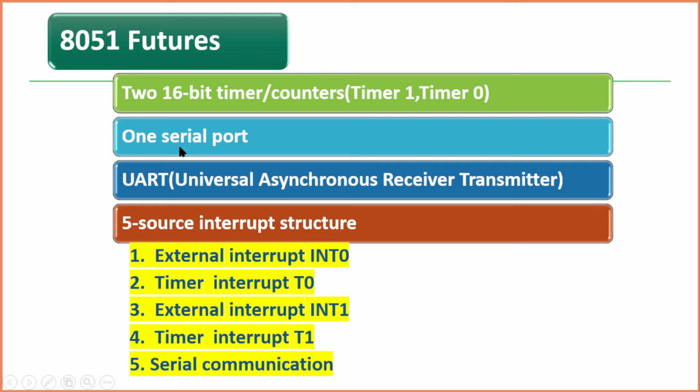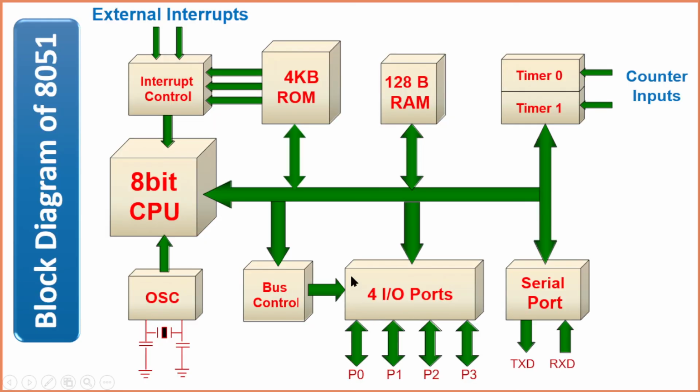One serial port through which we can communicate with external devices, RxD, TxD. We have a universal asynchronous receiver transmitter. So both synchronous and asynchronous are possible, actually USART. Then it supports 5 sources of interrupts: 2 external interrupts, 2 timer interrupts, 1 from serial communication. That's all about the features of the 8051 microcontroller.